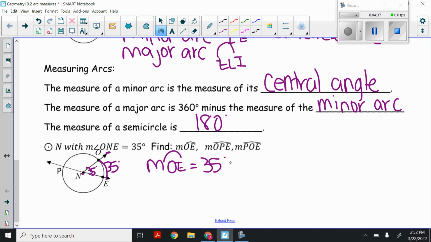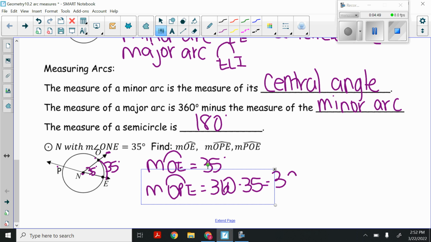The measure of arc OPE, that's what's left. So the measure of arc OPE is going to be 360 minus 35. So that's going to be 325 degrees. And finally, the measure of arc POE. POE is a semicircle, so I automatically know that's 180 degrees because it is a semicircle.